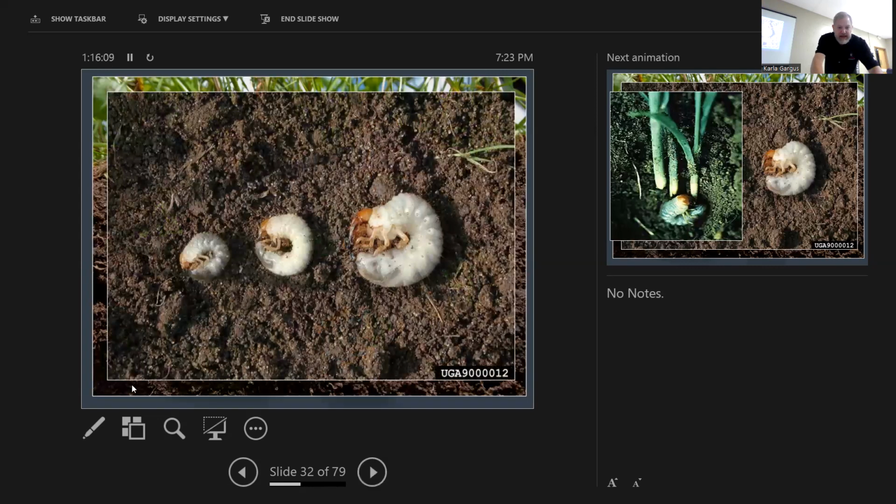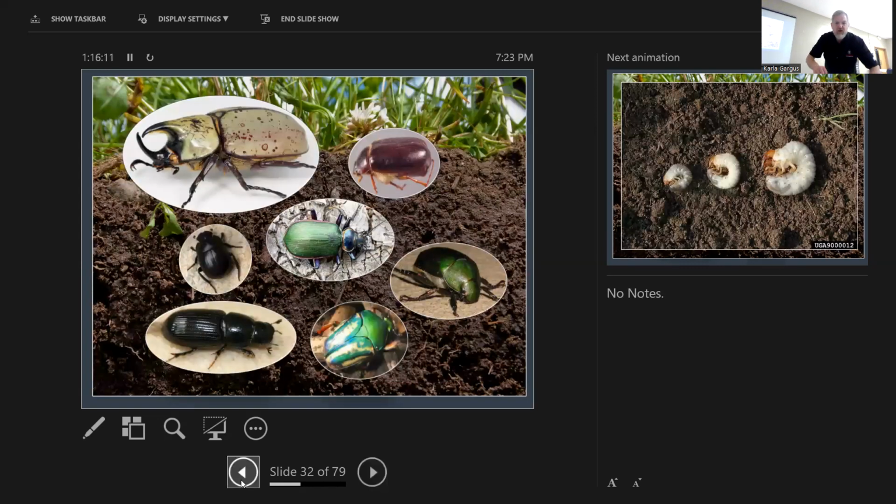Whoops, let me go back. Need to go back one. So the June beetle group, this is the giant. There's a rhinoceros beetle, a Hercules beetle, a Goliath beetle, but that's one that we have here in North America. Then some of these critters are June beetles of a different kind. That's another June beetle. And then there's a few other species that'll go underground and feed on organic matter, particularly plant roots, and cause some trouble that way.